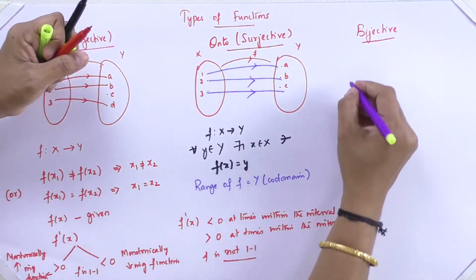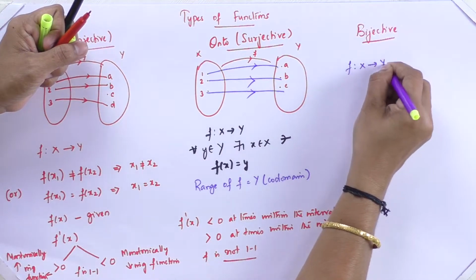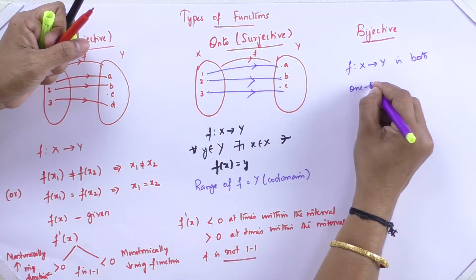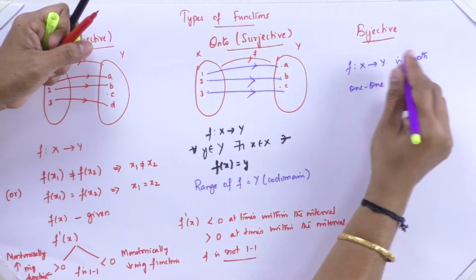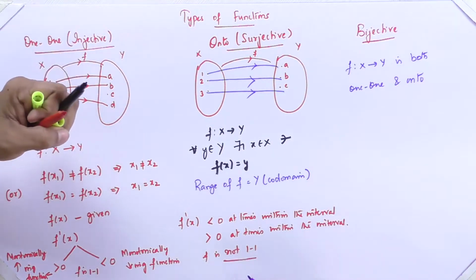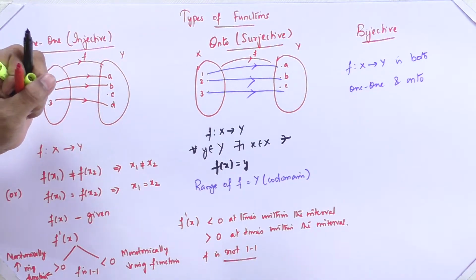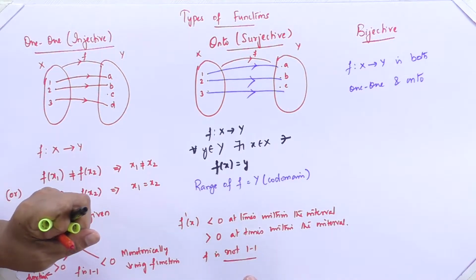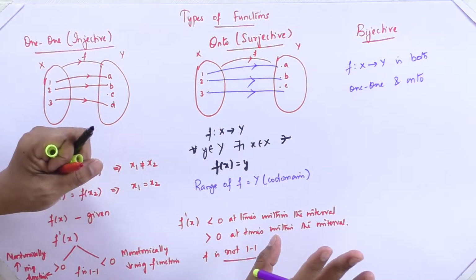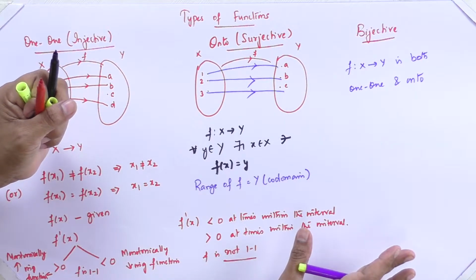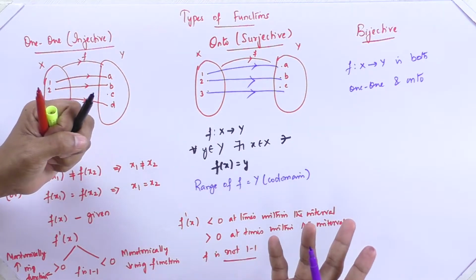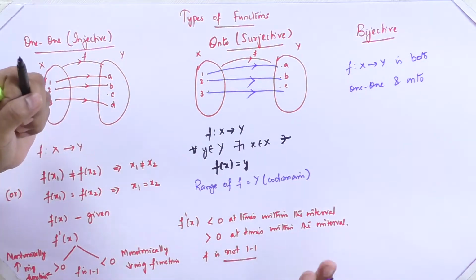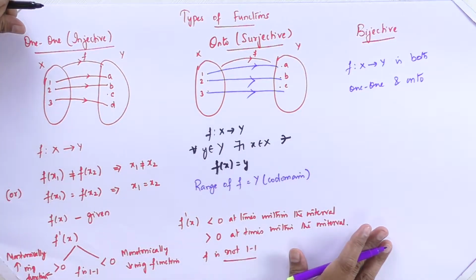So whenever the function f from x to y is both 1 to 1 and onto, then it is said to be a bijective function. Or moreover, I can say that for each and every element of x, if it is exactly mapped onto the element of y in the codomain set, then we call the function bijective. So in short, a function that is both 1 to 1 and onto is a bijective function. So this is all about the types of functions.